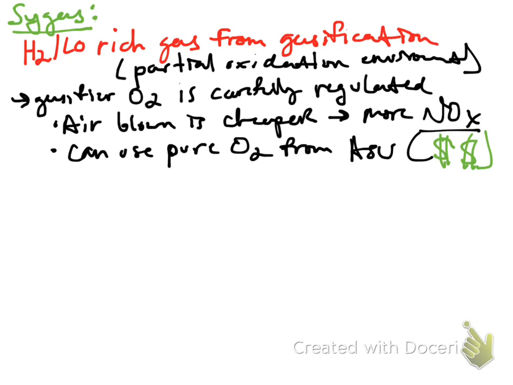A better way to do it is actually using a pure oxygen-blown gasifier, where you would have an air separation unit that would separate nitrogen and oxygen, usually by cryogenic distillation, and that way you could have a more pure product initially coming out of the gasifier. Of course, in terms of capital cost and operational cost, it's a little bit more, but this just goes to show you the flexibility of these gasifications.